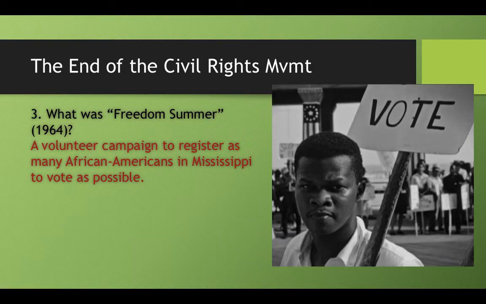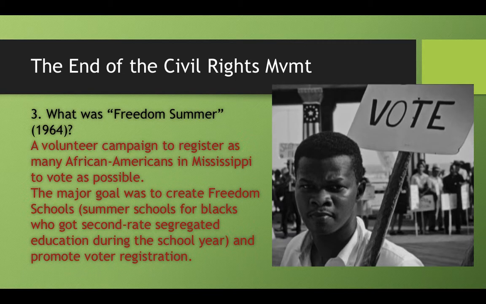And this was a volunteer campaign. Freedom Summer was a volunteer campaign by both white people and black people to register as many African Americans in Mississippi to vote as possible. The goal was to register as many black people to vote as possible and to also create what were called freedom schools, basically summer schools for blacks who got a second-rate education in segregated schools during the school year, so that they could bridge that gap and be ready to go to the more well-funded, formerly white schools now that schools were being integrated. So this promoted voter registration and also education.